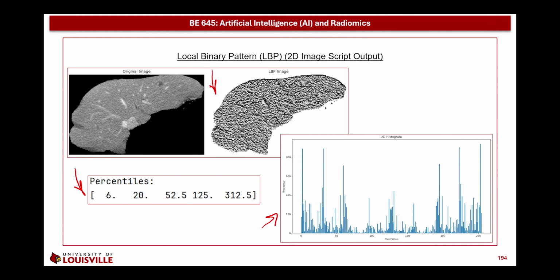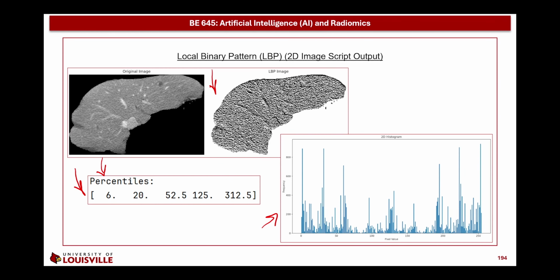But the question now is, is the percentile the only feature that can be extracted from the histogram? Of course not. By obtaining the LBP matrix, we can consider it as a new image that can be applied to any of the mentioned features, such as first order, GLCM, and GLRLM. So instead of working with the original image, now we can work with the LBP image.